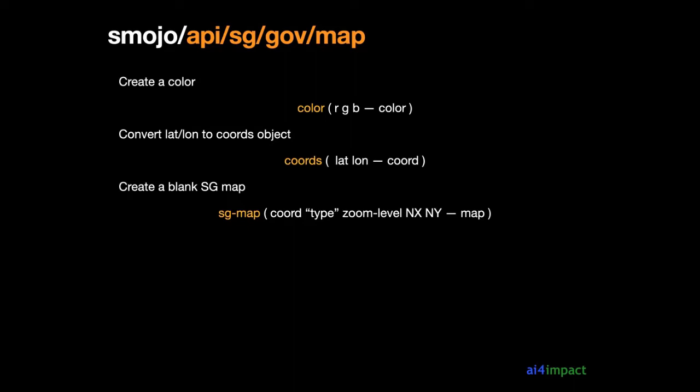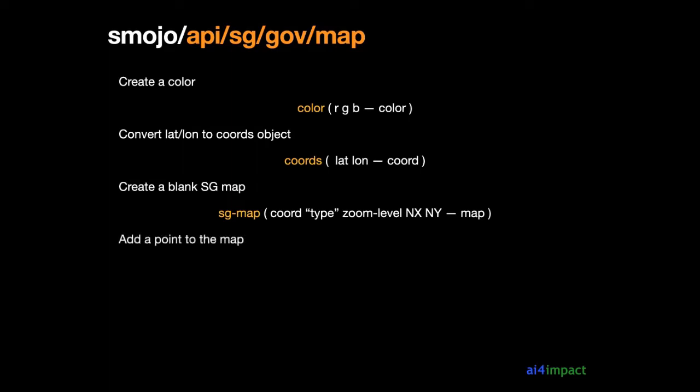And then there's a zoom level, whether you want to shrink it or expand the map. And then, of course, the size of the map in pixels. So nx is the number of pixels in the x direction, and ny the number of pixels in the y direction, and it will then return a map for you.